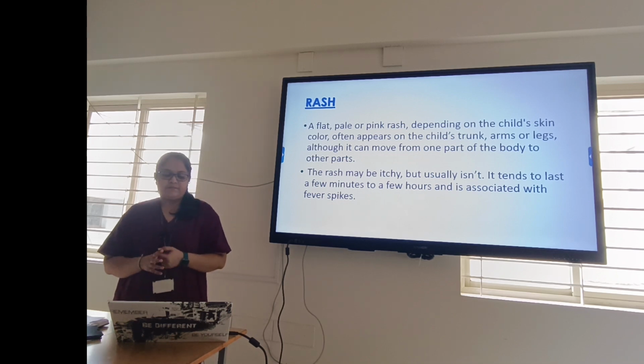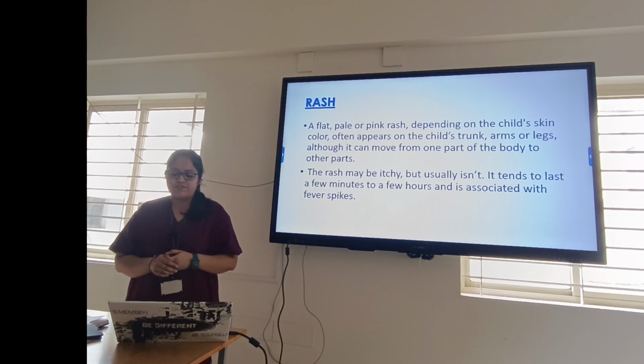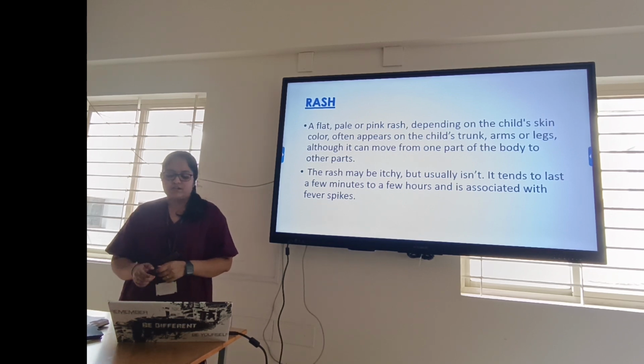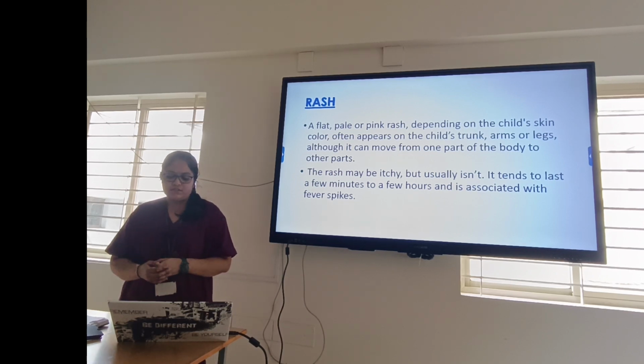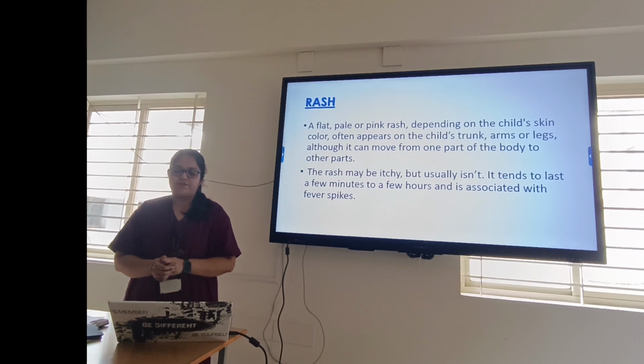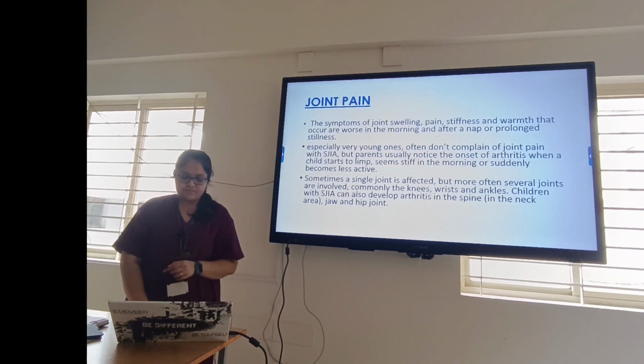Then sometimes it might be associated with a rash, like a flat pink or pale rash depending on the child's skin color. It often occurs on the child's trunk, arms or legs, although it can move from one part of the body to another. The rash may be itchy, but usually it is not. It tends to last for a few minutes or a few hours and is associated with fever spikes.